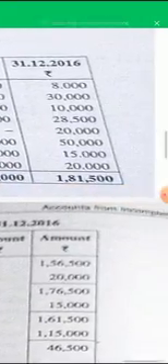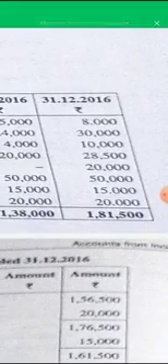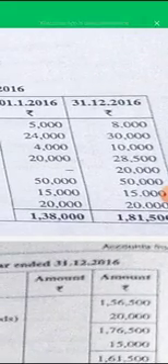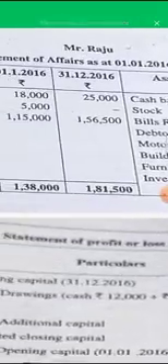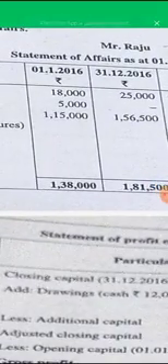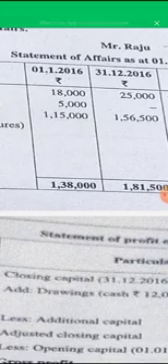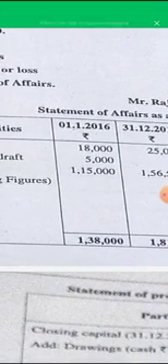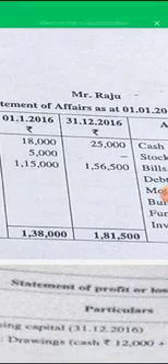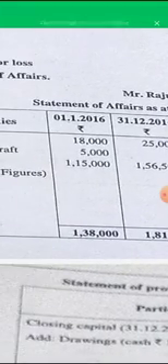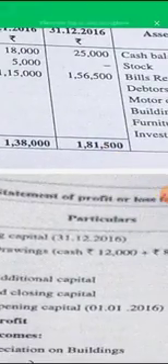Investments 20,000, 20,000. Now total the asset side. That will be 1,38,000 and 1,81,500. Write the same to the liabilities side. 1,38,000 and 1,81,500. Go on minusing and you get the figure 1,15,000 and 1,56,500. That is nothing but the capitals, that is a balancing figure.